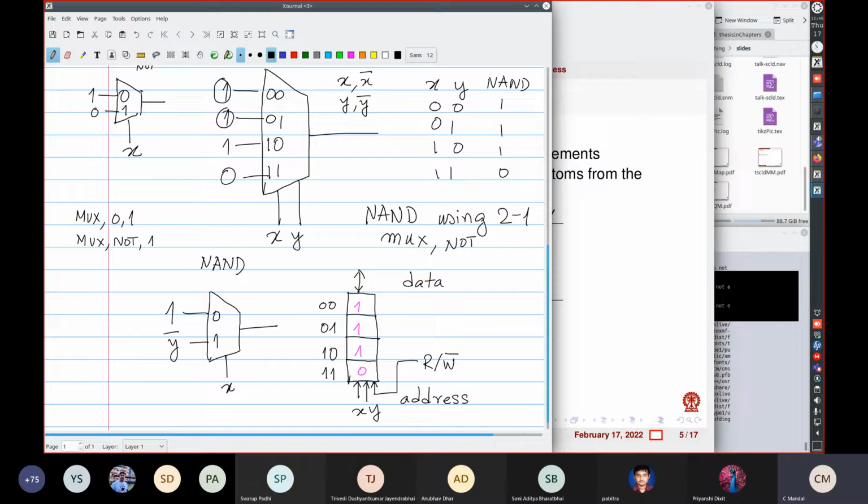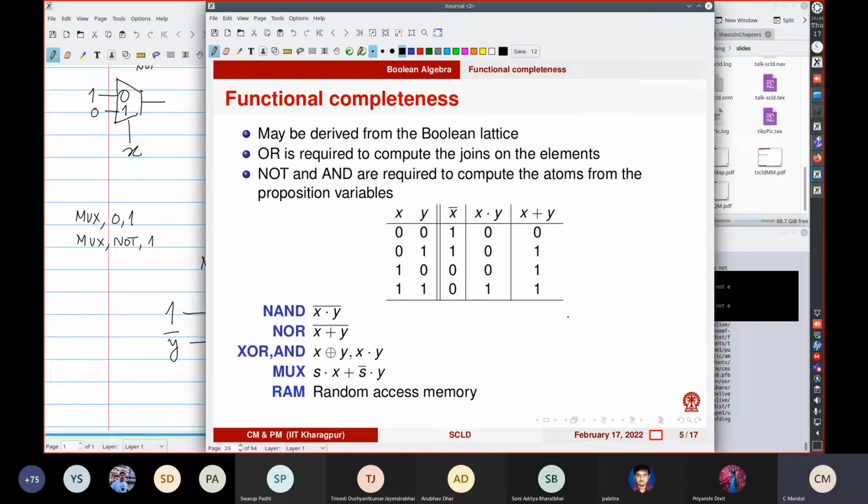So if you want to program it, basically at address 00 you write a 1, at 01 you write a 1, at 10 you write a 1, at 11 you write a 0. That's how you program this memory, and then you put it in the read mode. So whatever you give here, you will get the corresponding function value here. So that makes random access memory also functionally complete. Is that okay?